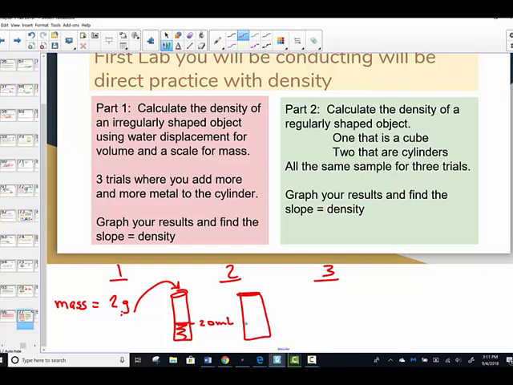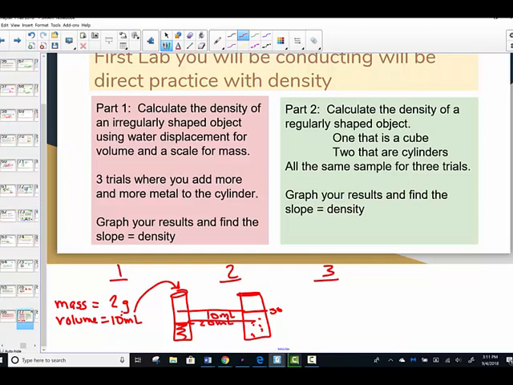And instead of reading 20, now let's say it's reading 30 because you have chunks of metal in there. If you started at 20 with no metal and you ended at 30 with the metal, you displaced 10 mL of water. That means the volume of that particular mass was 10 milliliters. All right, that's trial 1. You gathered a mass, you gathered a volume.